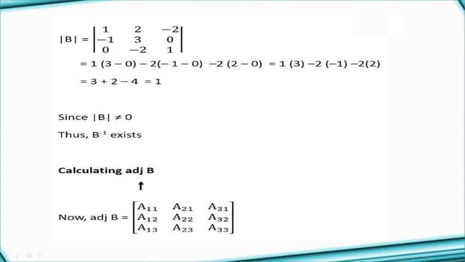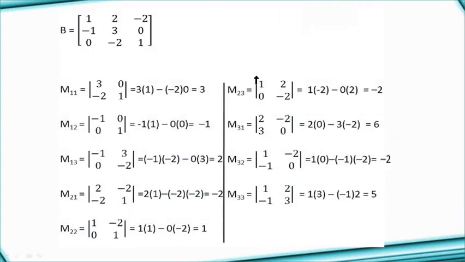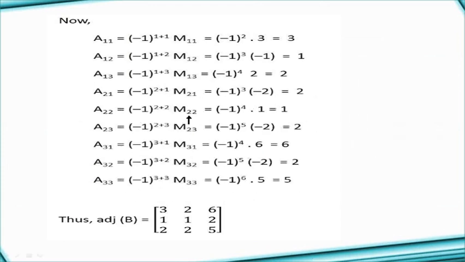Then we need adjoint B. Adjoint B is the transpose of the cofactor matrix. Then we'll calculate all the minors, then all the cofactors, and then we'll input the values in this matrix. This is adjoint B ready.